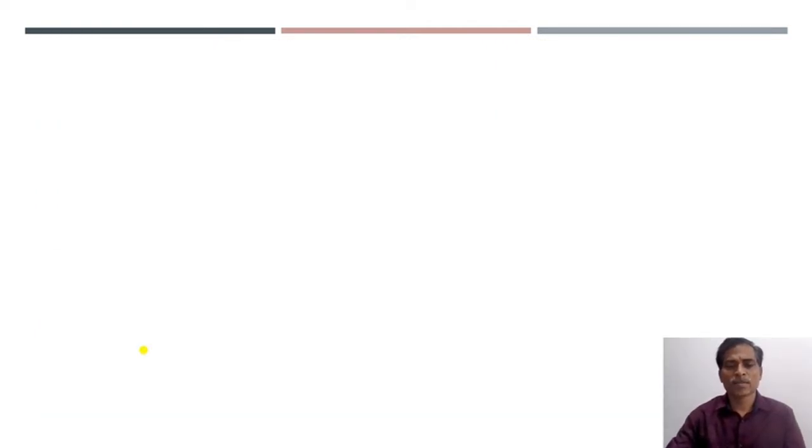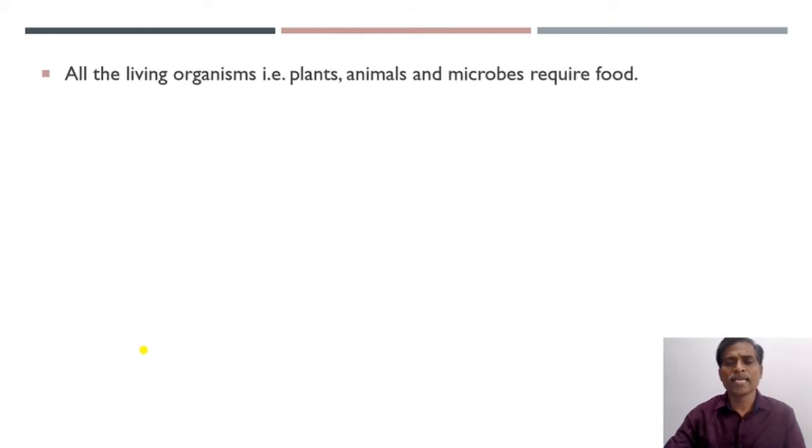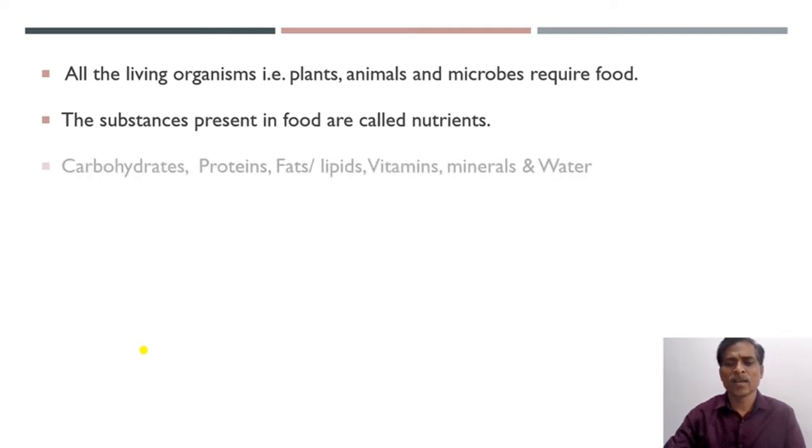All organisms, plants, animals, microorganisms require food. Food is the basic need of all living organisms. What components are present in the food? The components or substances which are present in the food are called nutrients. How many types of nutrients are in the food? There are carbohydrates, proteins, fats or lipids, vitamins, minerals, and water. These are the main components present in the food.